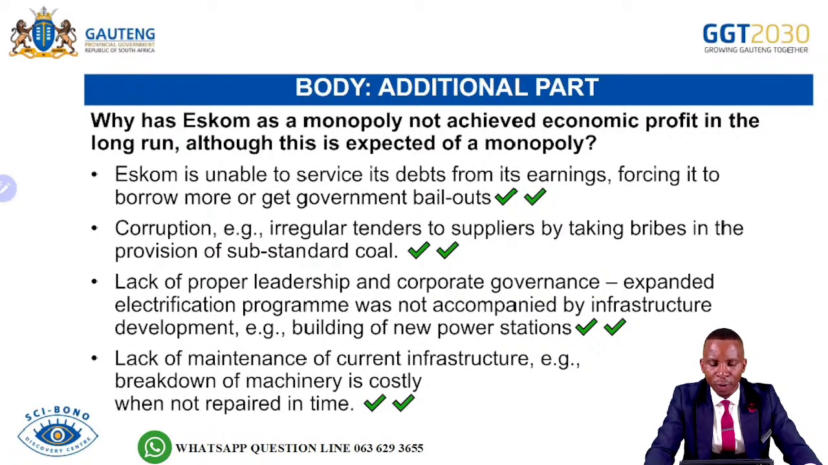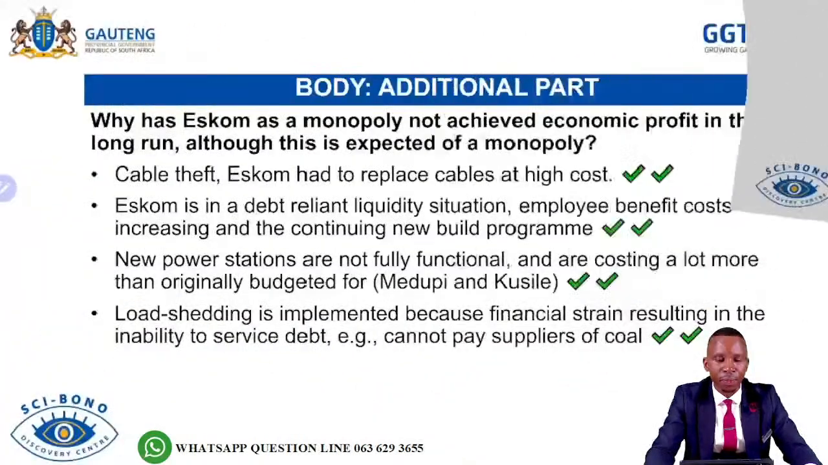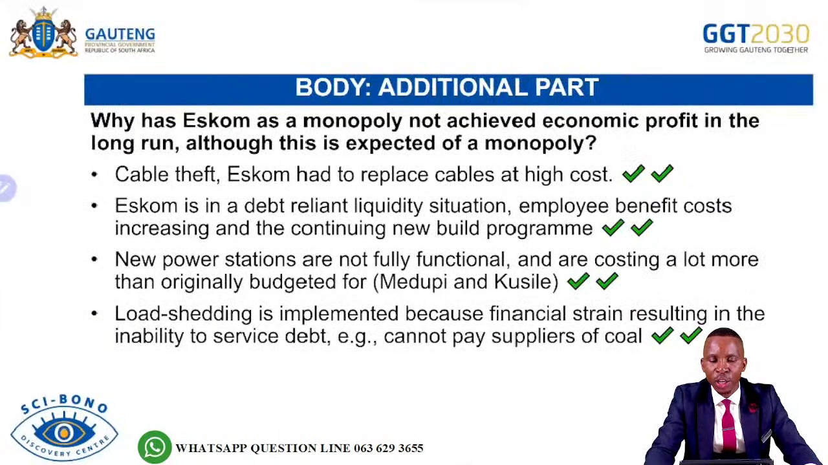Lack of maintenance of current infrastructure, e.g. breakdown of machinery, is costly when it is not repaired on time. And then cable theft: Eskom had to replace cables at a high cost. Eskom is in debt, has a reliant liquidity situation, employee benefit costs increasing, and the continuing new build program. New power stations are not fully functional and are costing a lot more than originally budgeted for, e.g. Medupi and Kusile power stations.